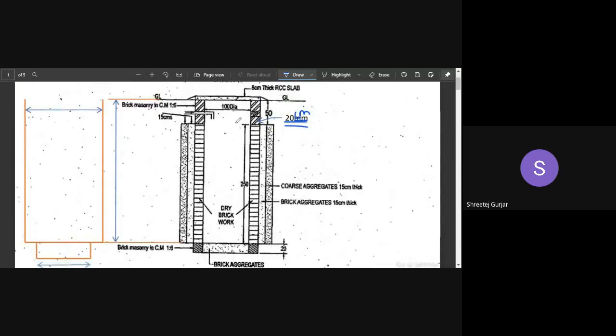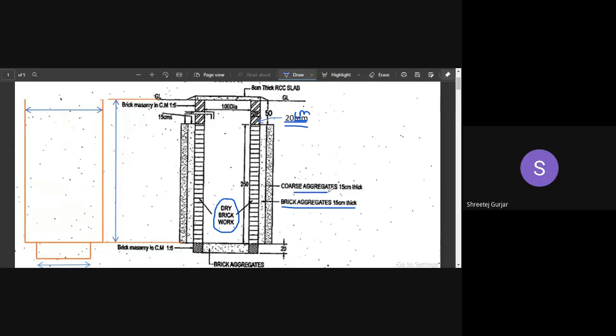Okay, then this layer which you can see here is dry brickwork. The height of that is 250 centimeters, and the thickness of this layer is 20 centimeters. Then after that, we have a second layer which is brick aggregate layer of 15 centimeter thickness. Similarly, it is provided over here. This goes around circumferentially.